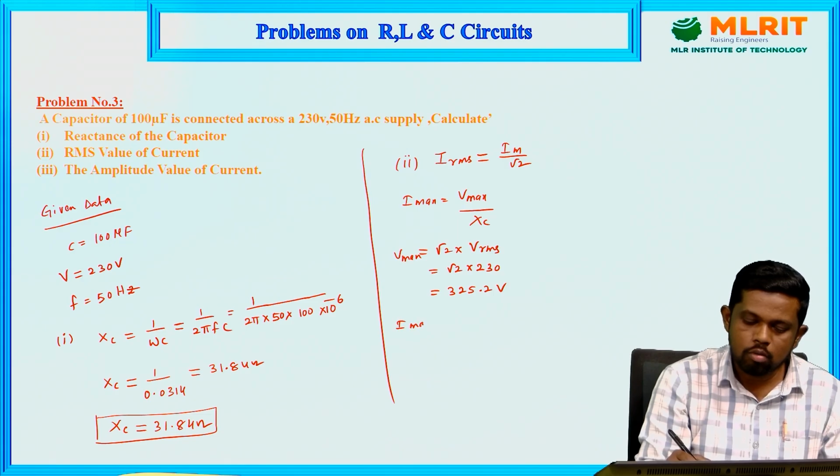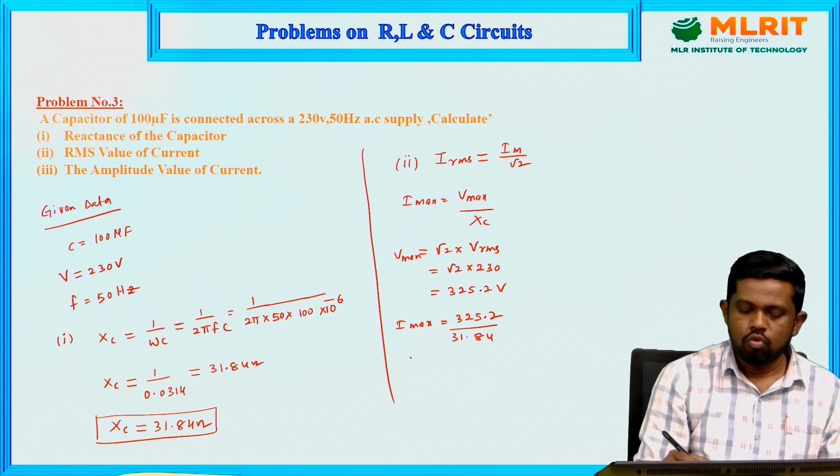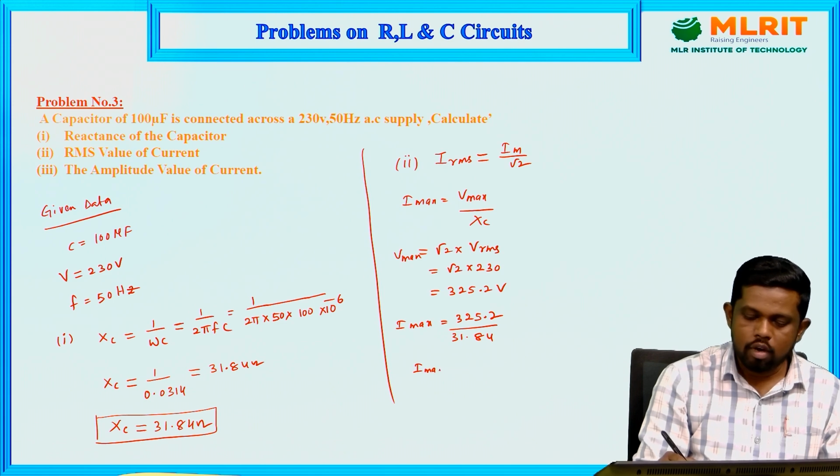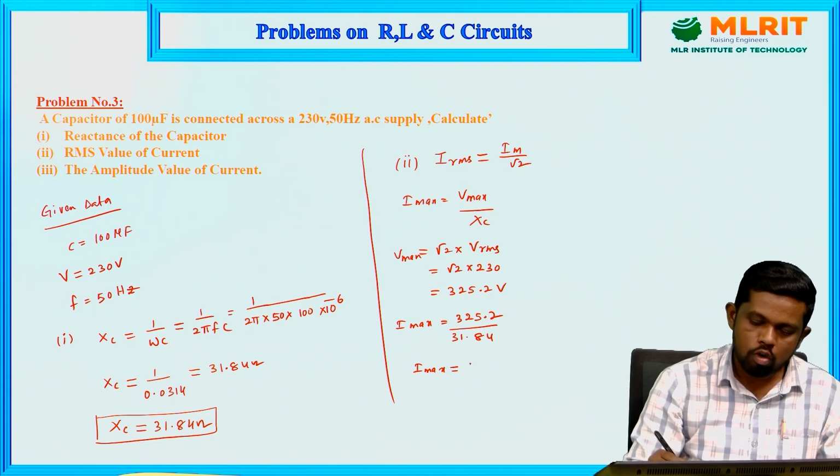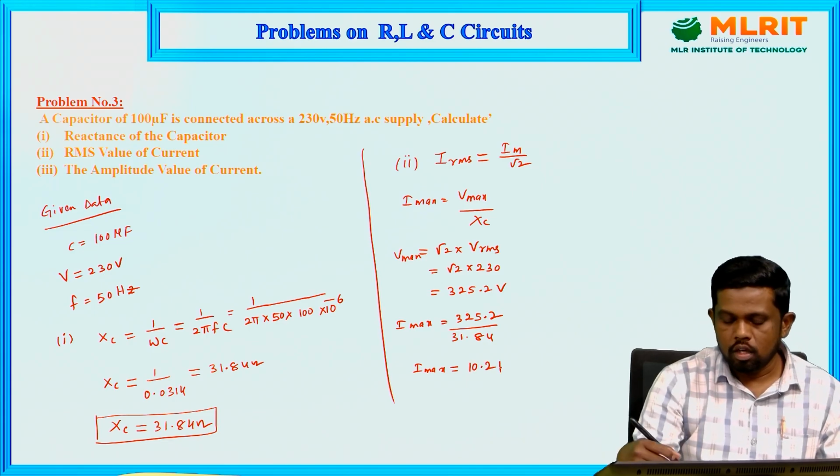Therefore, I maximum equal to 325.2 divided by 31.84 we got. So the I max value, the peak value or amplitude value of current, I max equal to 10.21 we got. It is 10.21. So is it enough to get the I max?